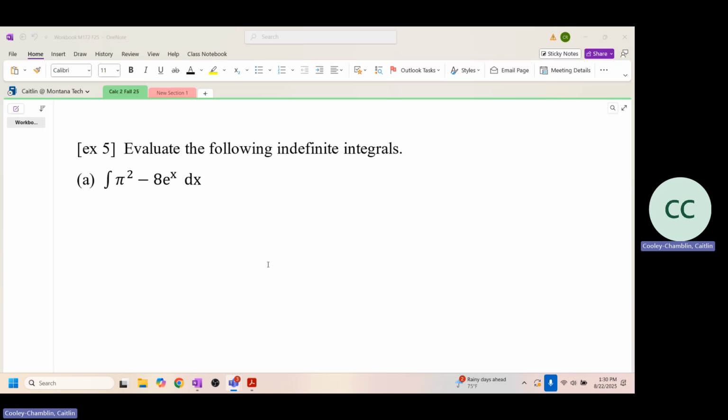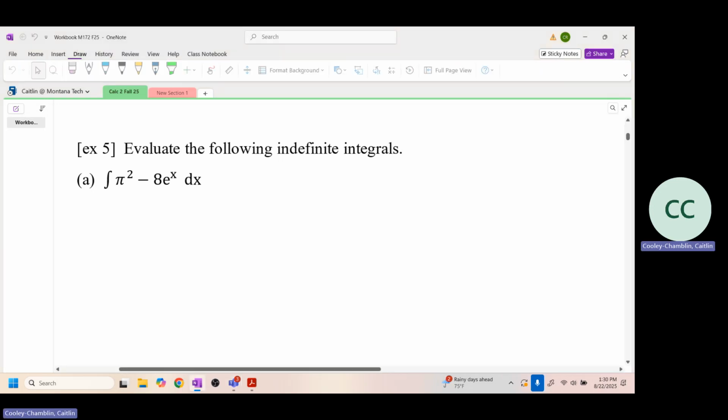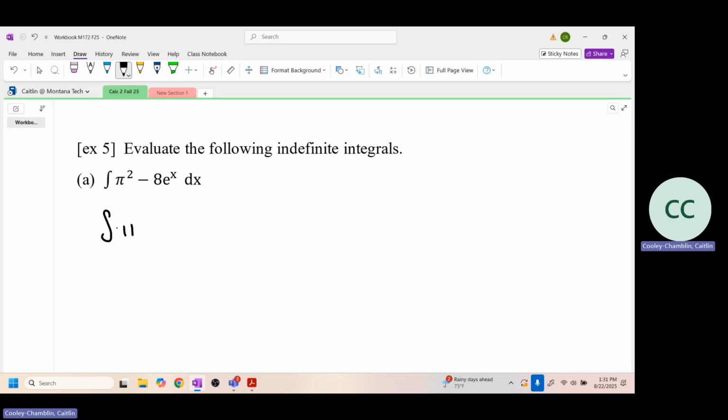And let's go ahead and break this up. Let's use some rules that we used last video. And so we have the integral of pi squared dx minus the integral, let's go ahead and pull that 8 out, minus 8 the integral of e to the x dx.